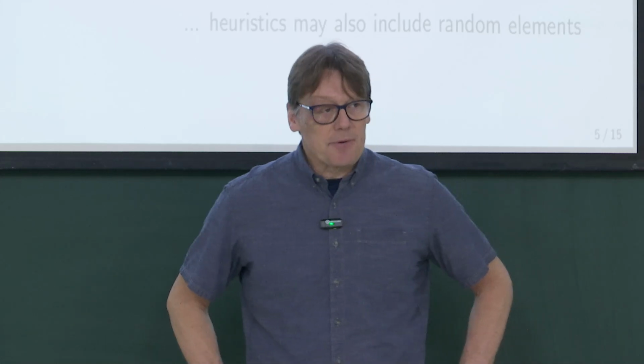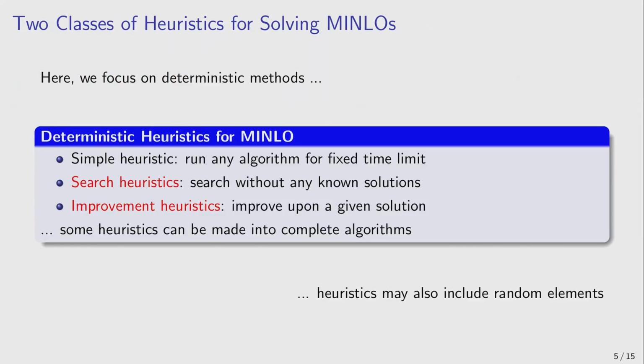And some of these heuristics you can actually make into complete algorithms, which means that they will be convergent and rigorous and give you the global solution to your mixed integer nonlinear optimization problem. But then they require more time and more effort. Okay. And all of these heuristics may include some random elements, but I'm not going to talk too much about this. So the search heuristics, for example, might have some randomness into which trees they search or how they search the tree.